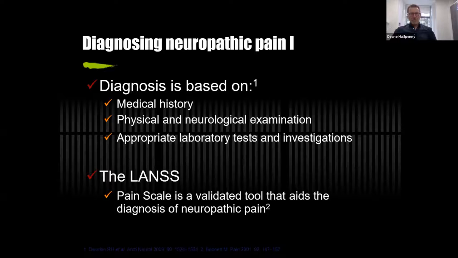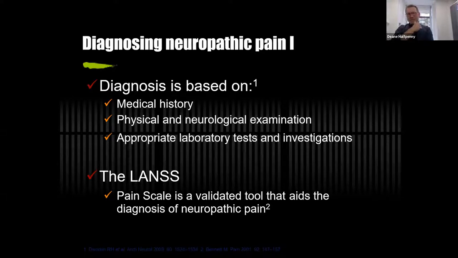How do we diagnose it? I think mostly it's based on, as I said earlier, a good medical history, good examination, particularly neurological, and of course there are ways to actually map out neuropathic pain segments. For example, if you have PHN, you can look and see which cutaneous dermatomal segment it affects, and you can then map it out accordingly.